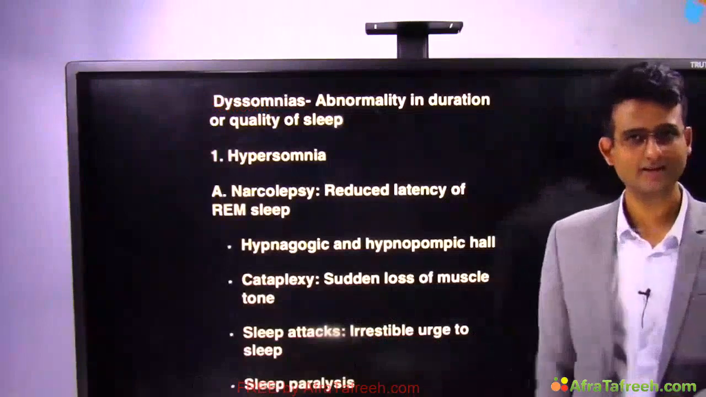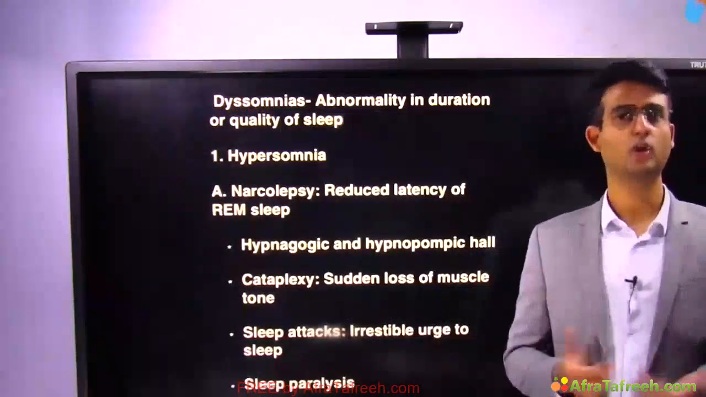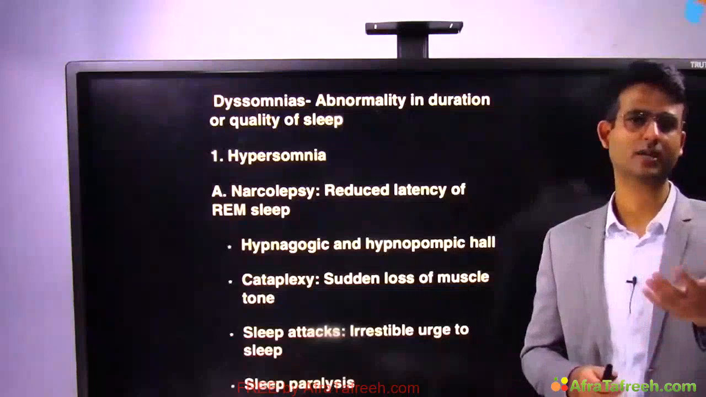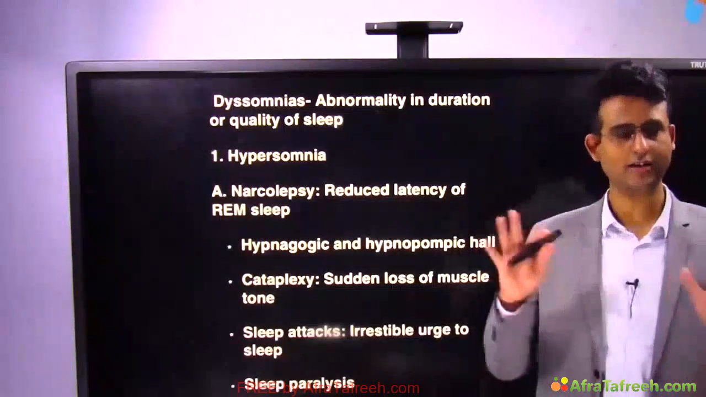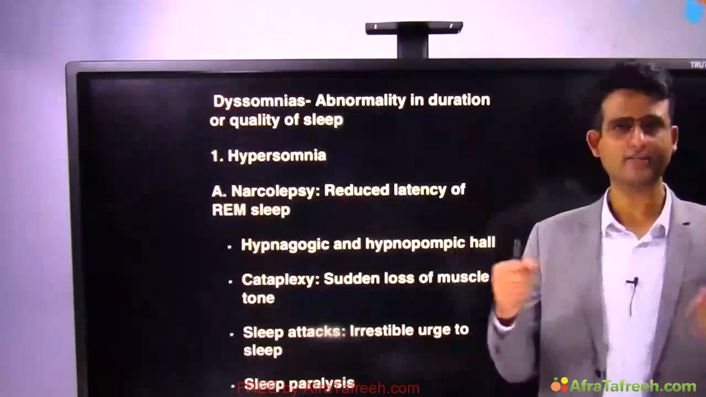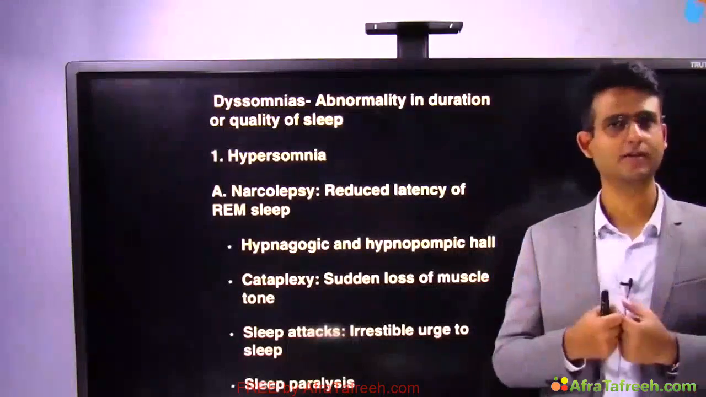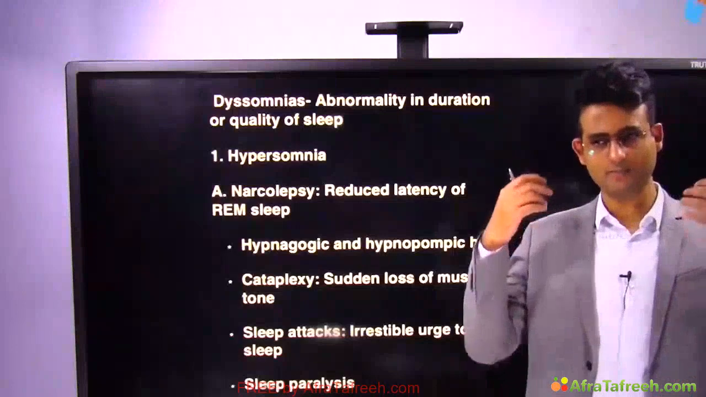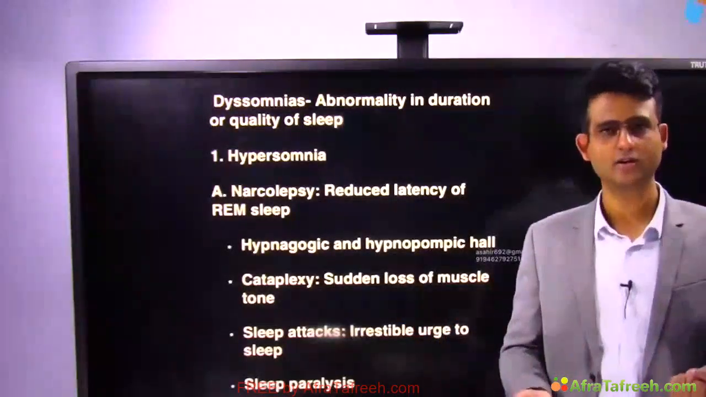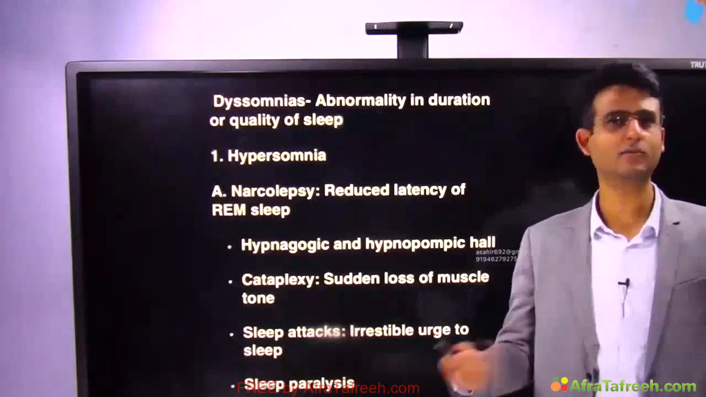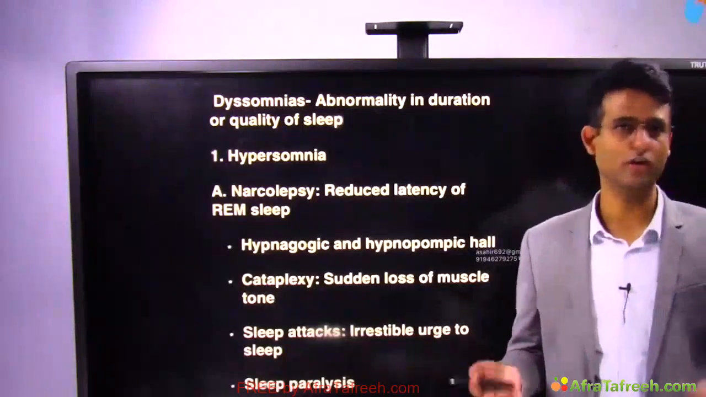So what is sleep paralysis? Sometimes it happens to normal people also. I'm sure sometimes it must have happened to you. Has it ever happened that you wake up in the morning, you are awake, but you cannot move yourself? You are awake, but you just can't move yourself. This happens because you have woken up, but the muscle tone has not yet returned. So you are just lying on the bed, awake, but can't move yourself. What do you do? You have two options.